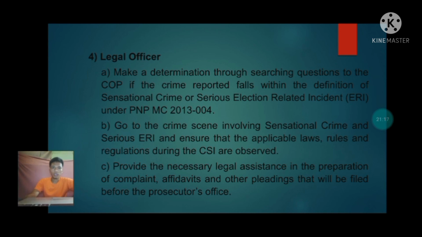Number 4 is a legal officer. A. Make a determination from searching questions to the COP if the crime scene reported falls within the definition of sensational crime or serious election-related incident under the PNP MC 2013-004. Letter B. Go to the crime scene involving sensational crime and serious ERI and ensure the applicable laws, rules, and regulations during the CSI are observed. Letter C is provide the necessary legal assistance in the preparation of complaint affidavits and other pleadings that will be filed before the prosecutor's office.